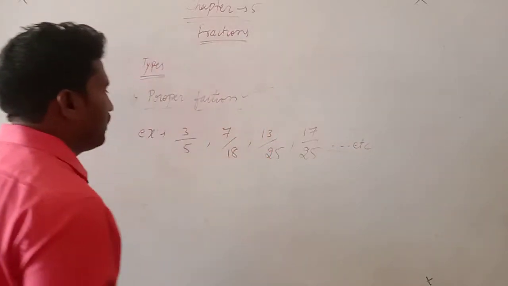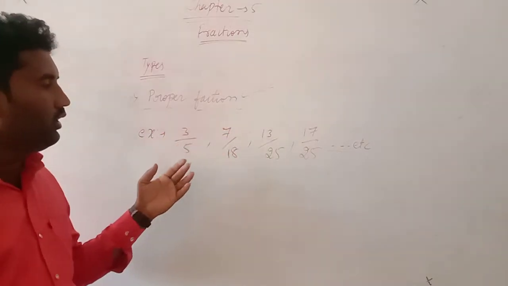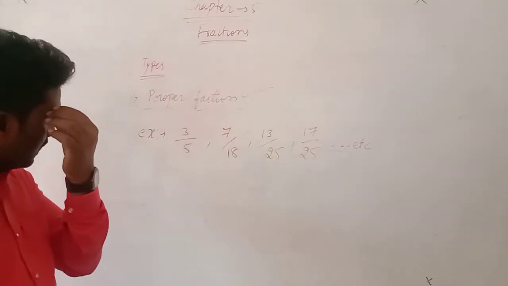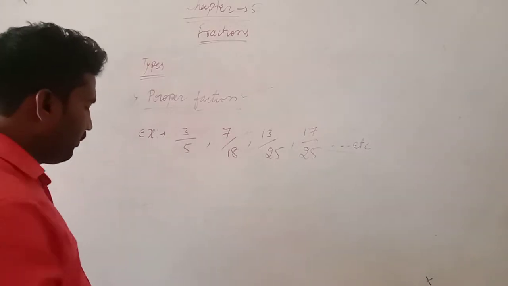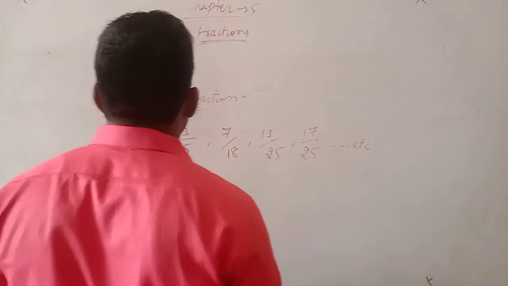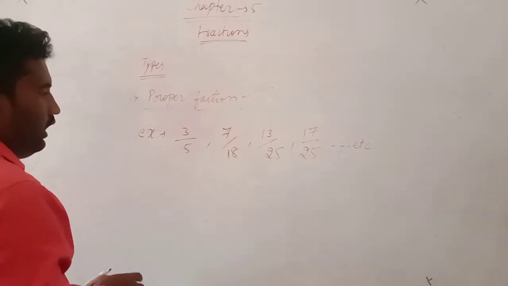What are we observing here? The numerators are smaller and the denominators are greater. Such fractions are called proper fractions. Okay, understood about the proper fraction. The numerator should be smaller than the denominator.